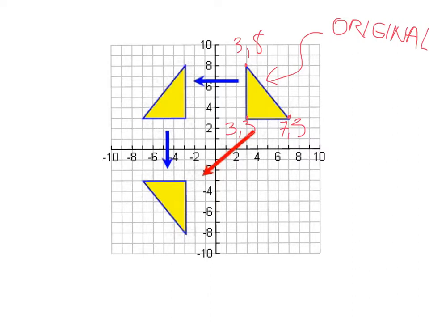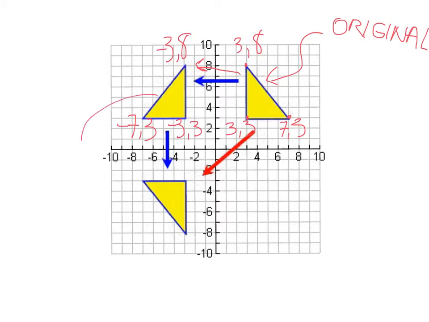Now look as this triangle is reflected over the y-axis. So just flipped right over the y-axis. But then look at the coordinates here. Oh, this is -3, 3. This is -3, 8. And this is -7, 3. Do you guys notice a pattern there? So that's an example of flipping over the y-axis, where you just take it and go right over the y.